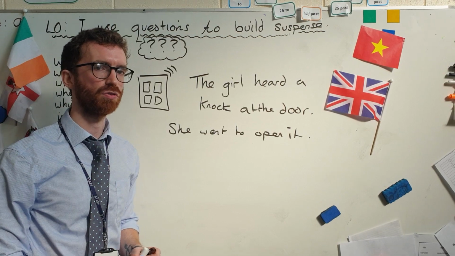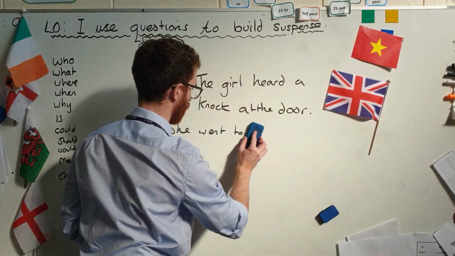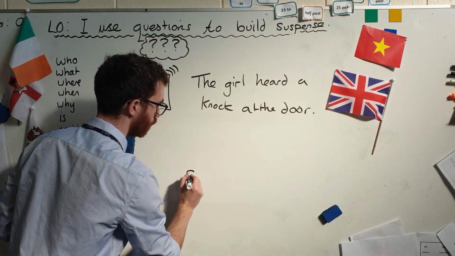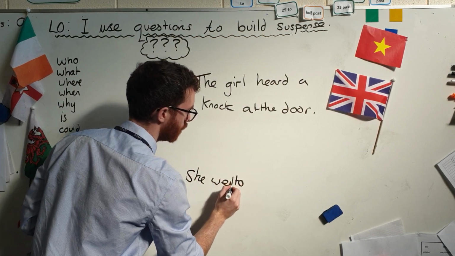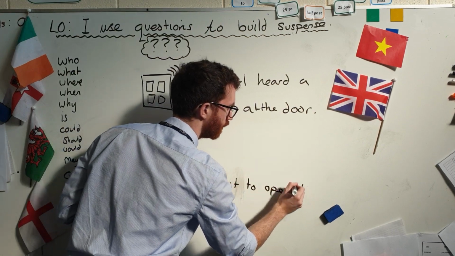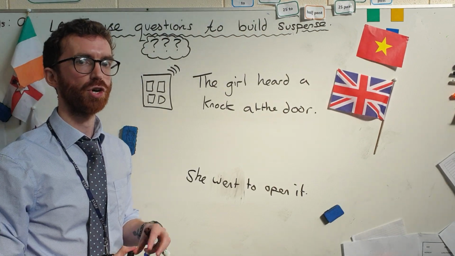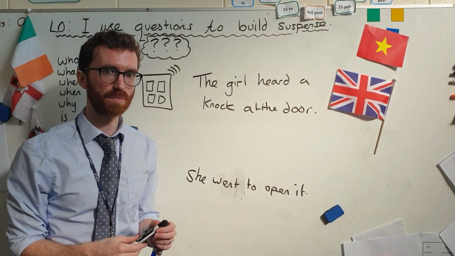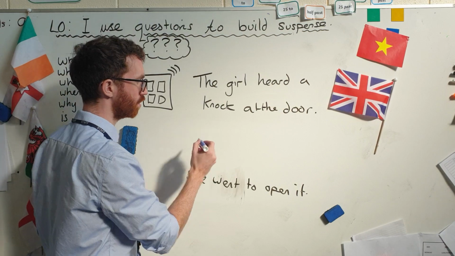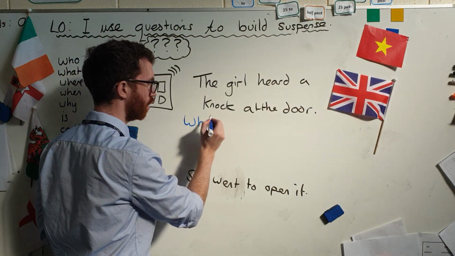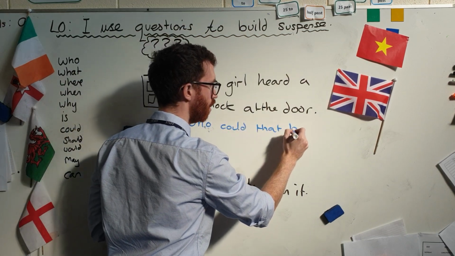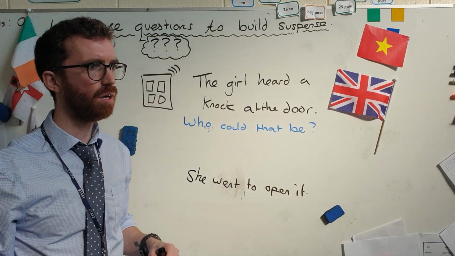Let's see how I can use this 3 question technique. I'm going to keep it just the same. So we've still got she went to open it, down at the bottom. But I'm going to splice in some questions to really build up the suspense, to build up the tension in the story and make it a little bit more exciting. The girl heard a knock at the door. Who could that be? Who could it be?